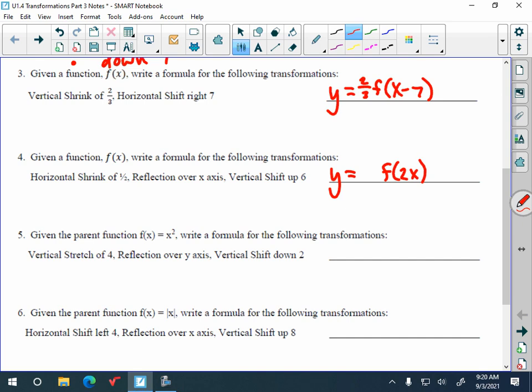All right, then we have a reflection over the x-axis, and so we want to remember where the negative goes. That goes on the outside in front. Remember, if it's a y-axis reflection, then the x on the inside has a negative on it. It's being multiplied by the negative. And then vertical shift up 6, so then it's going to be plus 6 at the end.